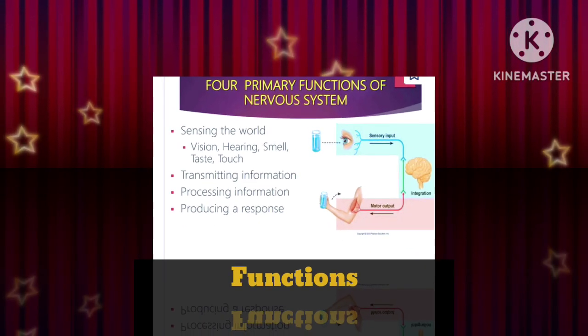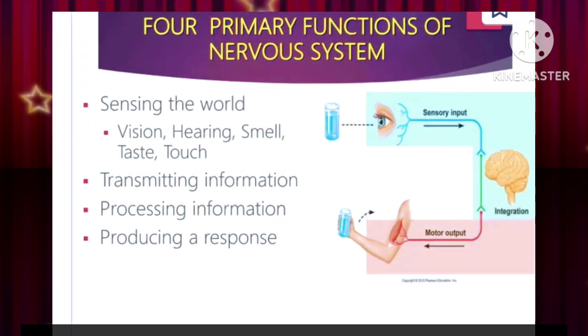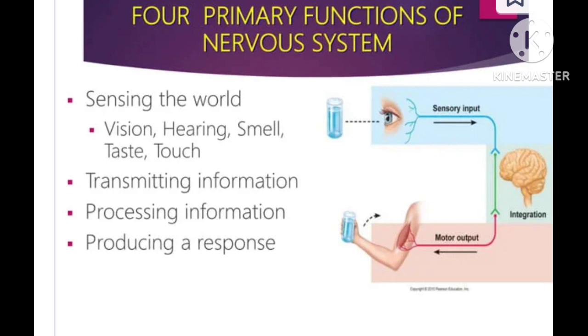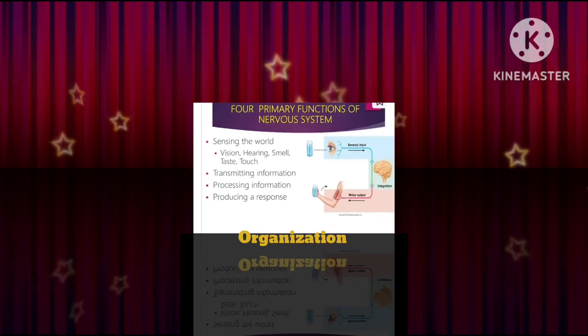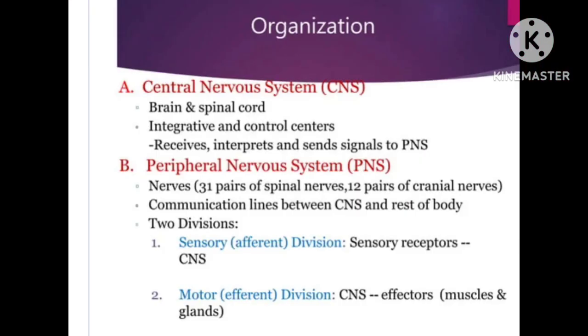So you can see here the four primary functions of the nervous system: sensory, the world of vision, hearing, smell, taste and touch; transmitting information; processing information; and producing a response. So this will be the function of the nervous system.